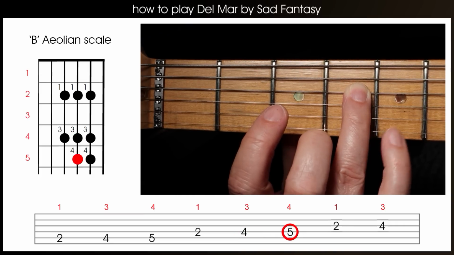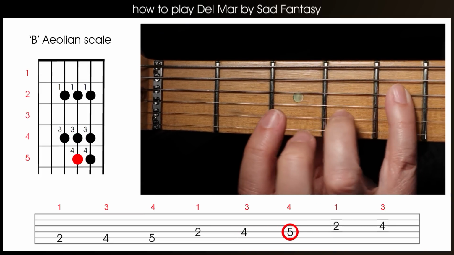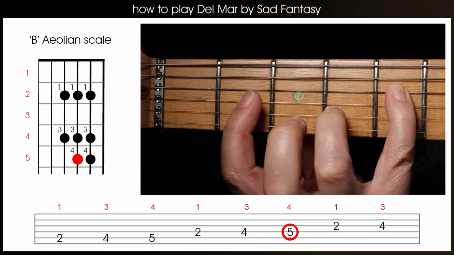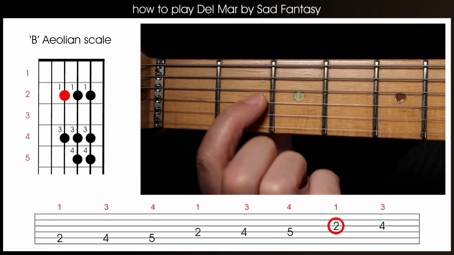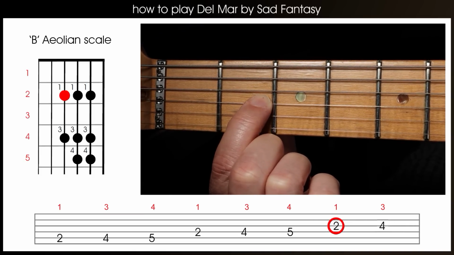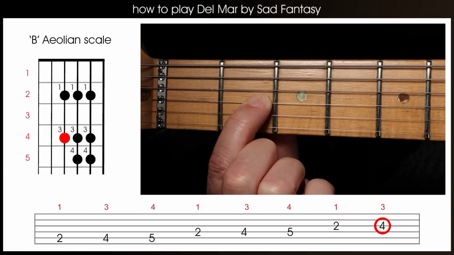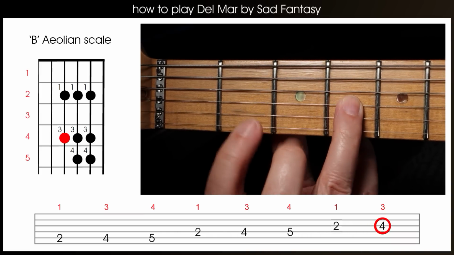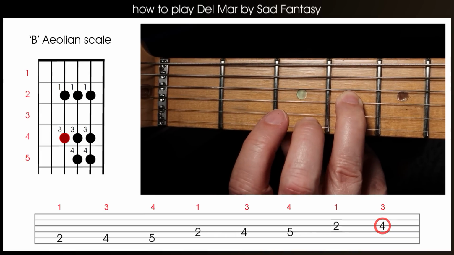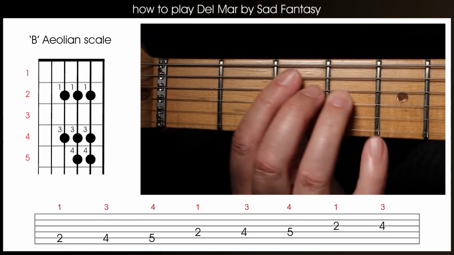Now press the 4th finger on the 5th fret of the D string and play that. Now press the first finger on the second fret of the G string and play that. And finally press the third finger on the fourth fret of the G string and play that. Here that is again, only a little bit faster.